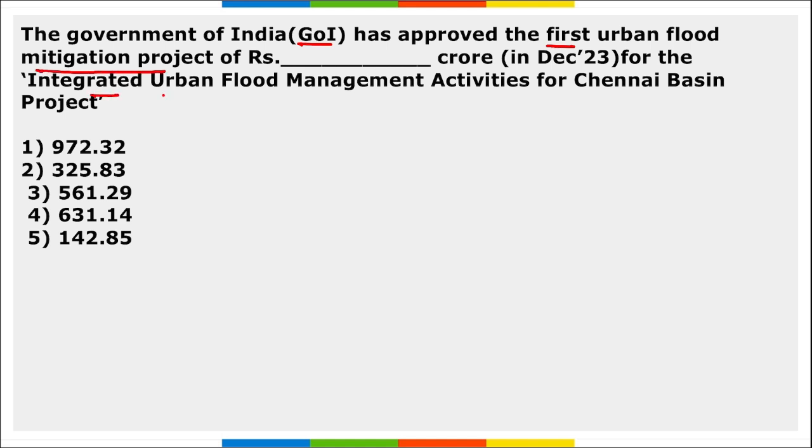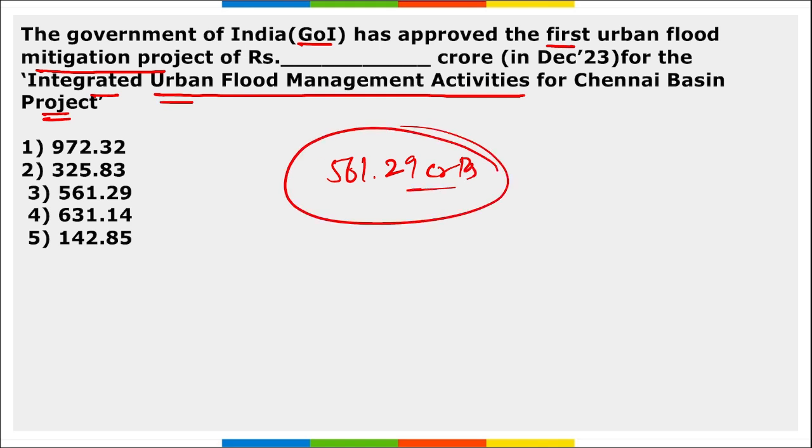Moving on, the Government of India has approved the first urban flood mitigation project of dash crore rupees for the integrated urban flood management activities for Chennai Basin project. Remember, the Government of India has approved the first urban flood mitigation project of 561.29 crore rupees for the integrated urban flood management activities for Chennai Basin project, right?